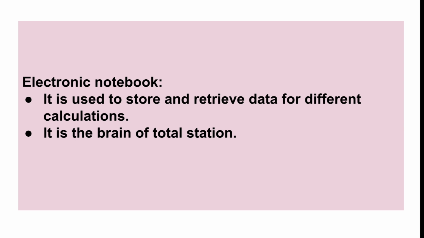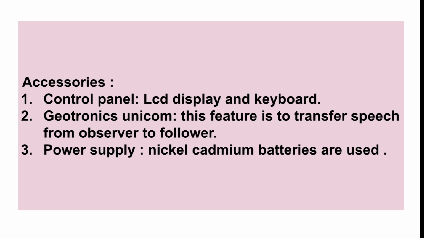Now let us go to accessories. It consists of a control panel. The control panel consists of an LCD display and keyboard. Geotronic unicom: this feature is to transfer speech from the observer to the follower if the observer is far away from the follower, and nickel cadmium batteries are used as the power supply.